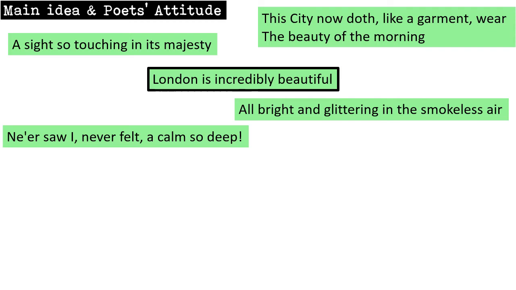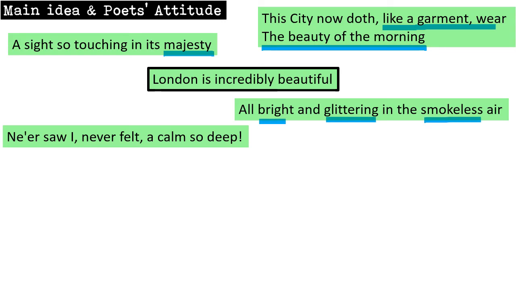You could take one or two of these quotes and explore how the language has achieved that effect, how the words in those quotes create that meaning. So for example, you could look at the word majesty and what that implies about this particular view. You could talk about the simile, like a garment, wear the beauty of the morning, the image that the city has got dressed in this beautiful sunshine. You could have the very positive adjectives of bright and glittering and smokeless. That's a really powerful description of just the sparkling gorgeousness of the city.